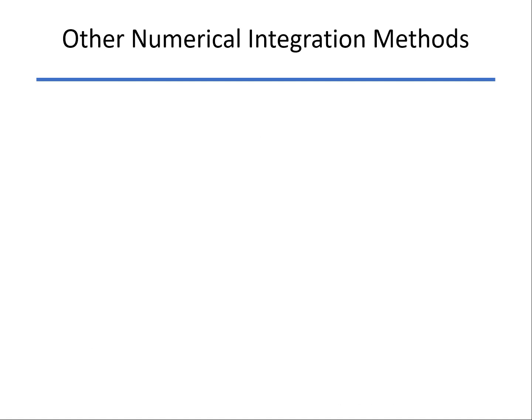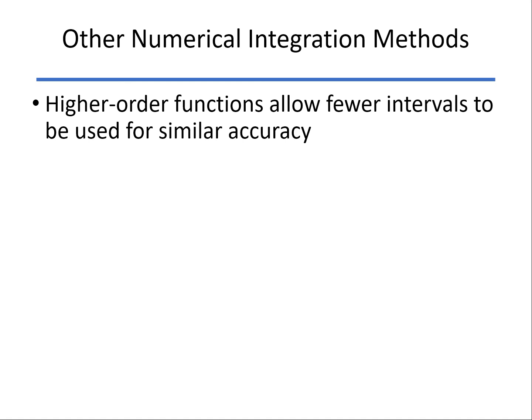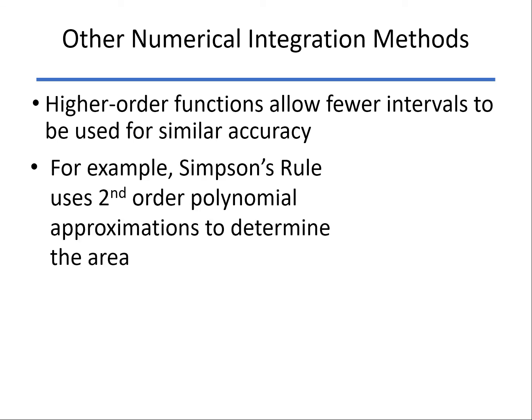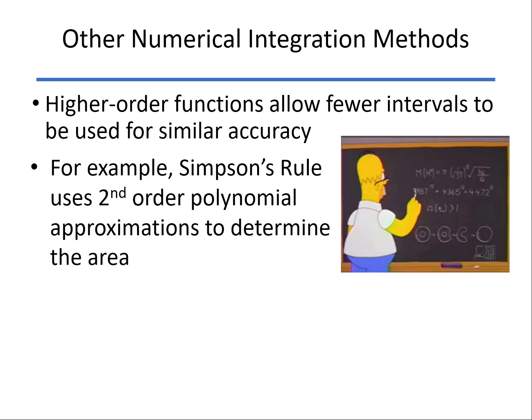There are other methods besides the trapezoid method. If you use some higher order functions instead of just a straight line fit, then you can use fewer intervals to come up with a higher accuracy. As an example, you might learn in your calculus class, Simpson's rule uses a second order polynomial. So instead of just having the 2 endpoints, you do it over 3 points and fit a second order polynomial to that. And you find it will come to a more accurate solution a lot faster.